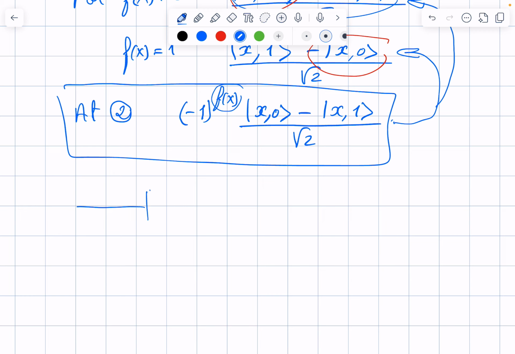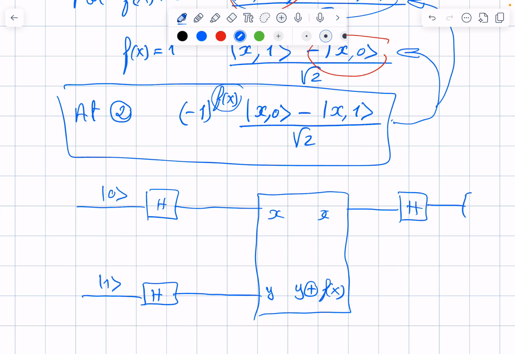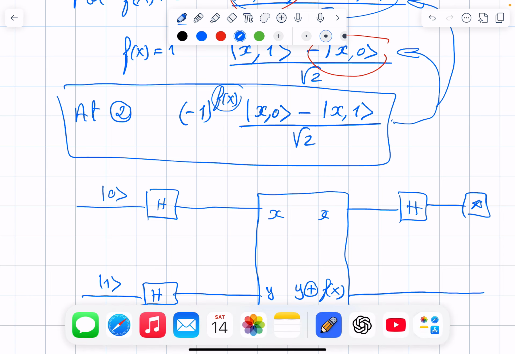Let's draw it again. Here we have h, here we had 0, here we have h, and here we have 1. This is just the first circuit. For convenience, I'm going to draw it again: X, Y, X, Y XOR f of x. Here we're going to have an H, and then the measurement, and here this line simply.